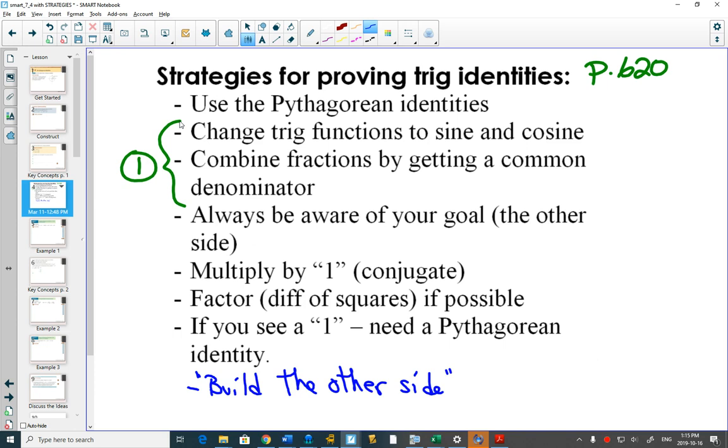Okay, I'm going to put a number 2 beside this one and this one because they're basically the same, using a Pythagorean identity, or if you see a 1, because sine squared plus cos squared equals 1, and tan squared plus 1 equals secant squared, and cotangent squared plus 1 equals cosecant squared. We've seen those ones already as well.